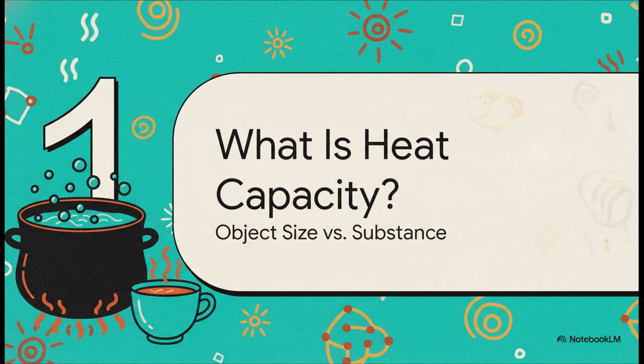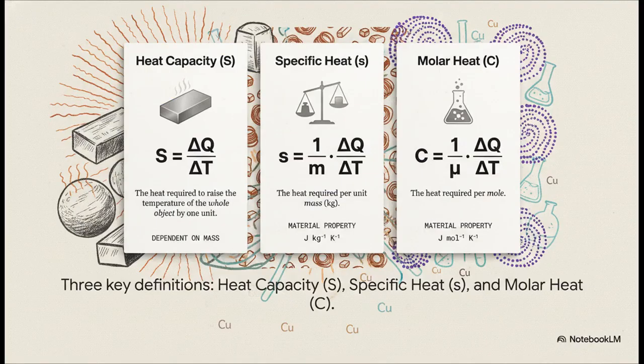Okay, first things first, we've got to be really clear about what we're talking about. When we say heating something up, we need to separate the object itself from the stuff it's made of, right? I mean, it obviously takes way more energy to boil a giant pot of water than it does to boil a tiny little cup. But what we're really after is that core property of the water itself. To nail that down, physicists use three different terms.